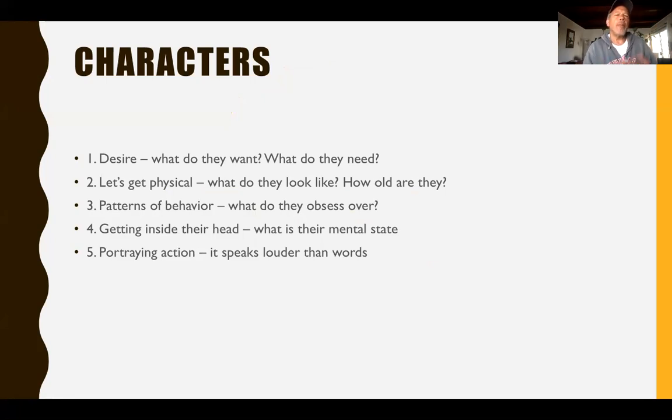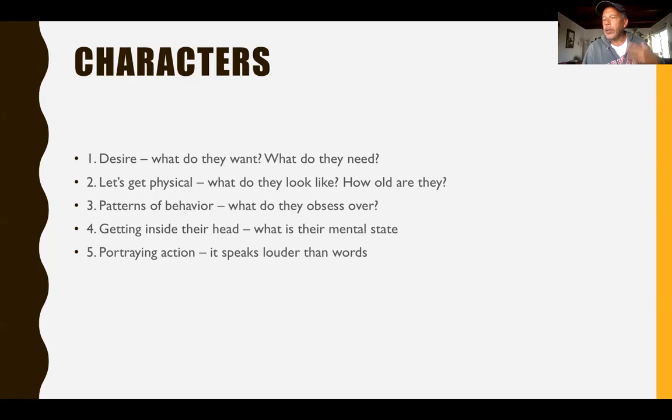One thing you want to think about: desire. What do these characters want? What do they need? Physical, what do they look like? How old are they? Patterns of behavior, what are they into? What are they obsessed over? What do they lose sleep over? Getting inside their head to determine what their mental state is, and portraying action. As always, action speaks louder than words.